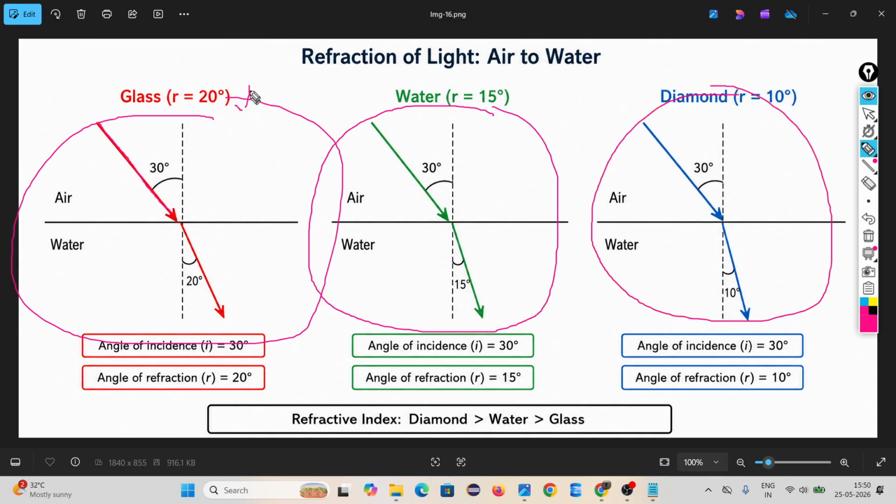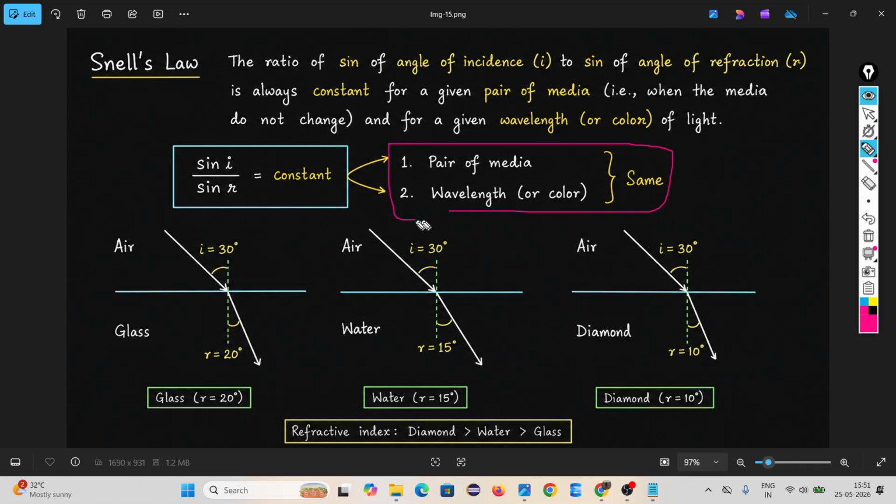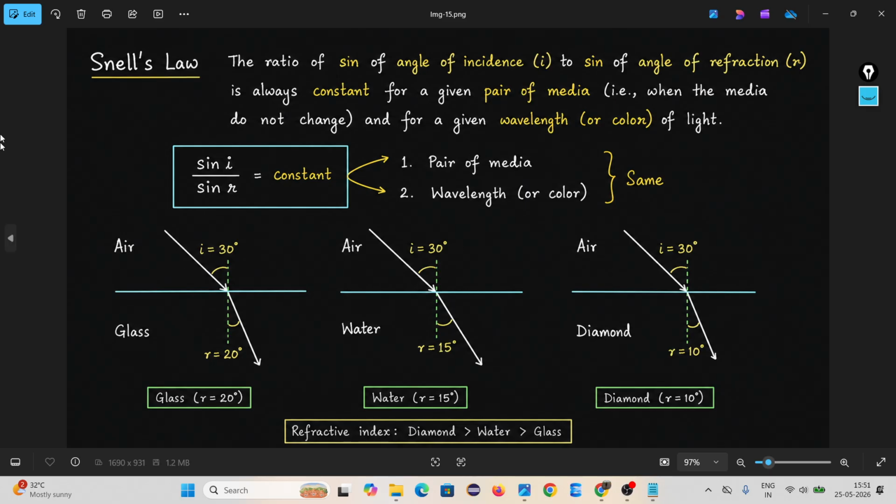Then here sine i upon sine r, suppose it equals a constant, say x, you never get the same value in all three, because we changed the color of the light. That means sine i upon sine r becomes constant for a pair of media when the wavelength is the same. If the same, then you will get sine i upon sine r constant, otherwise different. Do you understand Snell's law?